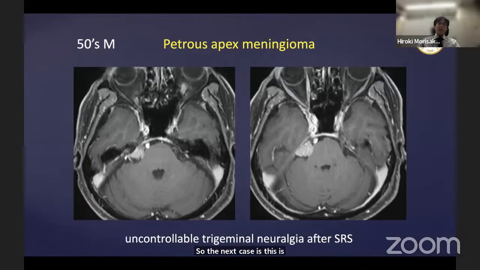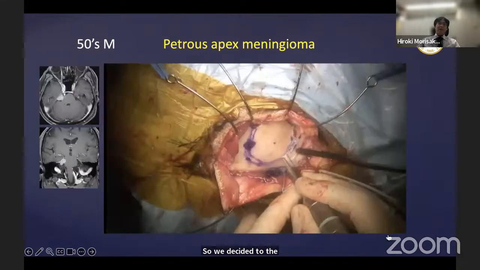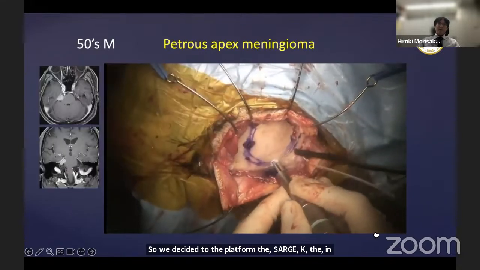But in this case, the patient showed uncontrolled trigeminal neuralgia after the gamma knife therapy. So we decided to perform the surgical removal in this case. So this is a surgical video.